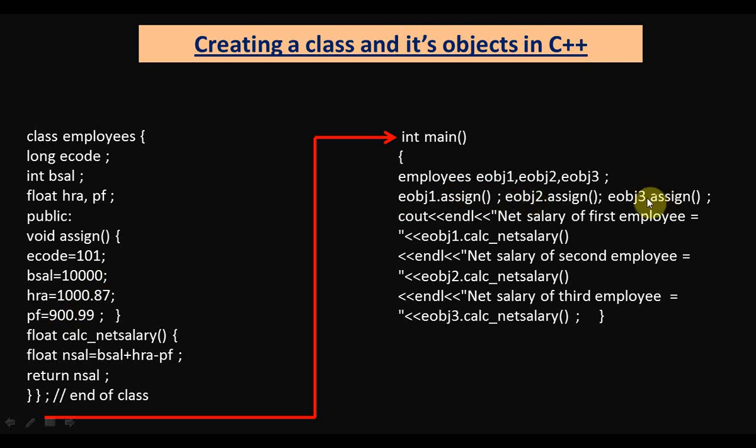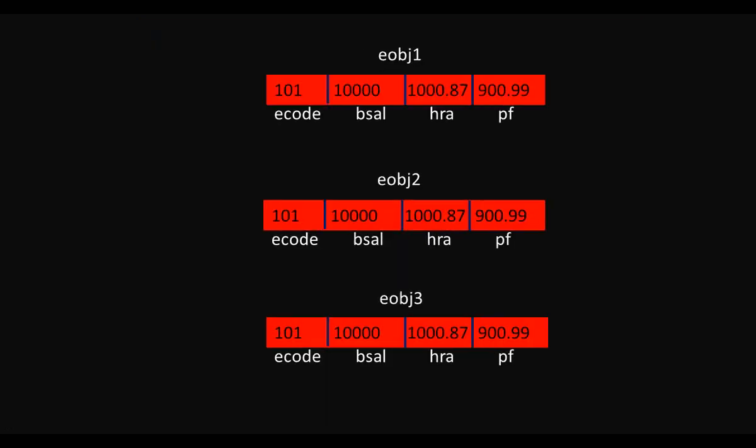Same would happen with the eobj3 dot assign. Now I should tell you one thing. The strange thing that is happening here, which you may not like, is all the three objects are being assigned the same values. But don't worry for the time being, because it's a simple program. I just wanted to make it simpler. So in the next programs we'll be assigning different values. So let me show you a slide.